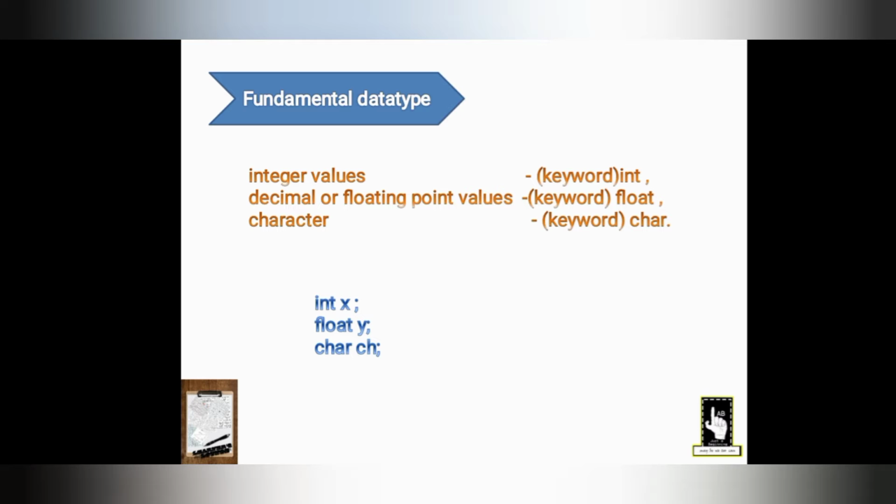Every data type has some specific memory: for integer we have 2 bytes, for float we have 4 bytes, and for character we have 1 byte. This is all about fundamental types. Next we will see the derived data types.